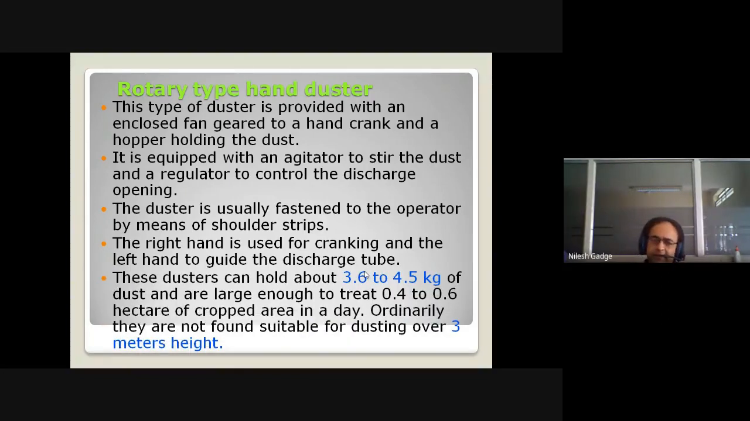These dusters can hold about 3.6 to 4.5 kg of dust and are large enough to treat 0.4 to 0.6 hectare of cropped area in a day. Ordinarily, they are not found suitable for dusting over 3 meters height.